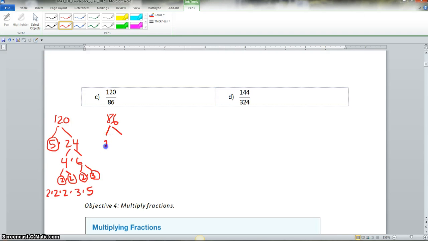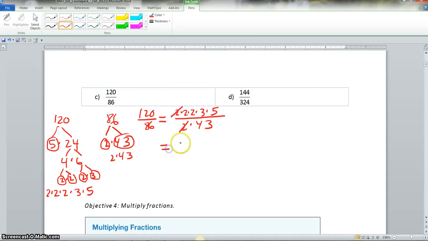Now we go to 86. 86 breaks down to 2 times 43. 2 is prime, 43 is prime. So our prime factorization is 2 times 43. So now we take this fraction, 120 over 86. And that gives us, in our numerator, 3 2's, a 3 and a 5. And in our denominator, we will have 2 times 43. Now these 2's here simplify out, and you will have 60 all over 43.